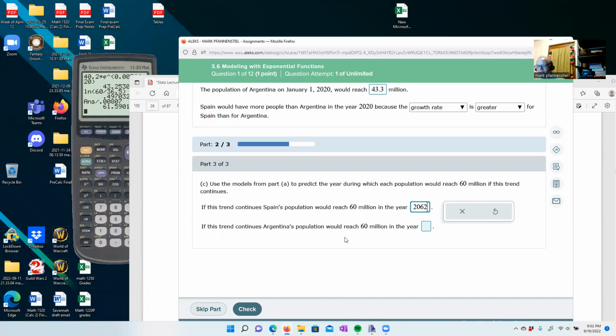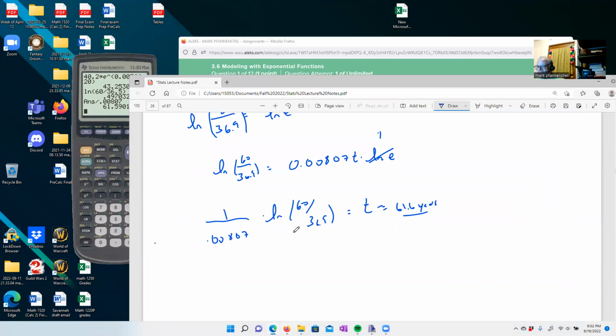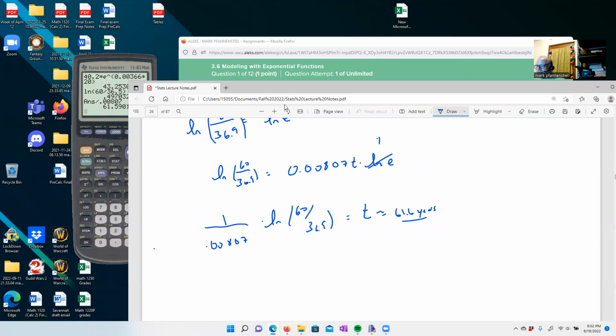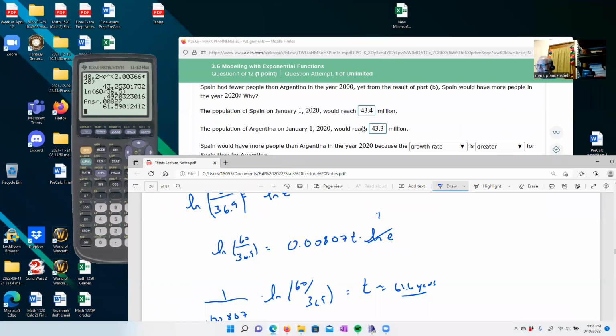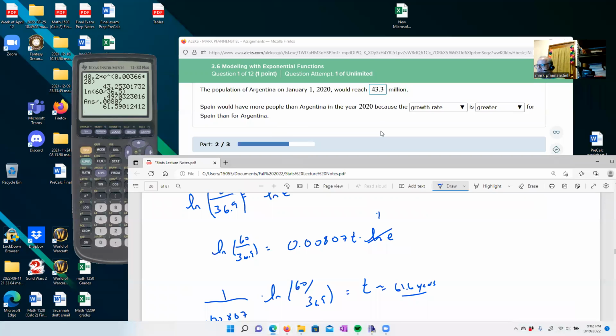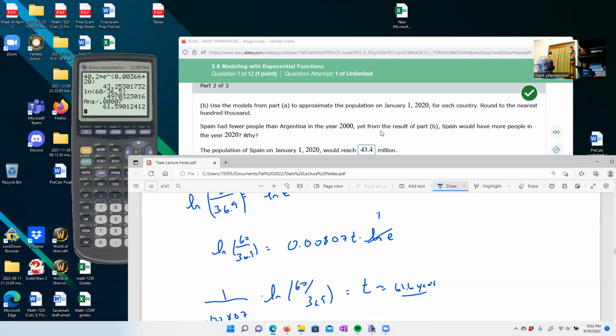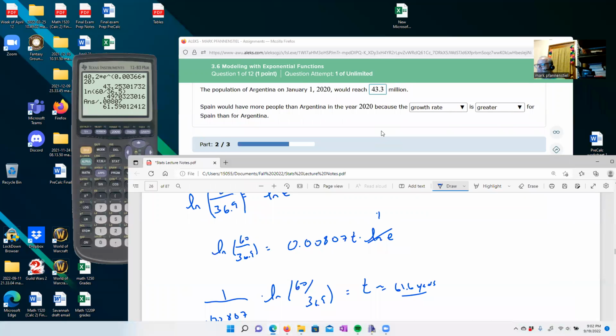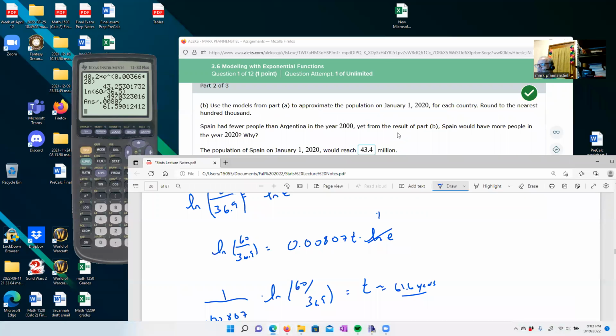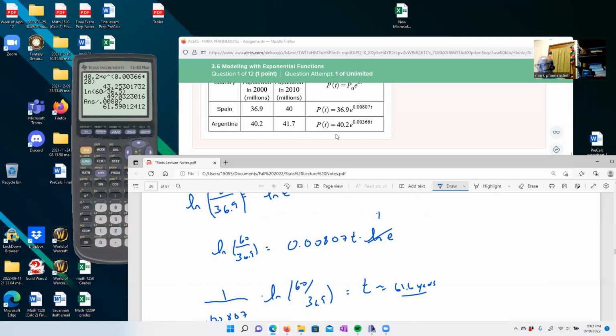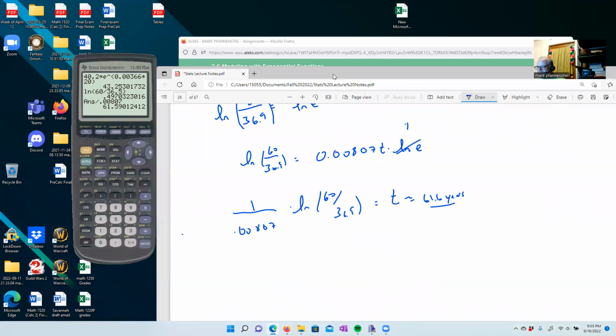Okay, and then if this trend continues, when is Argentina going to hit 60 million? So we pretty much have to do that same dance, now with Argentina's numbers instead of Spain's numbers. Let's see what we have here. Let's go back to Argentina, we'll go back to this guy right here. There's Argentina.